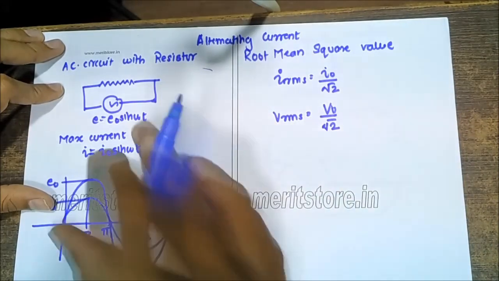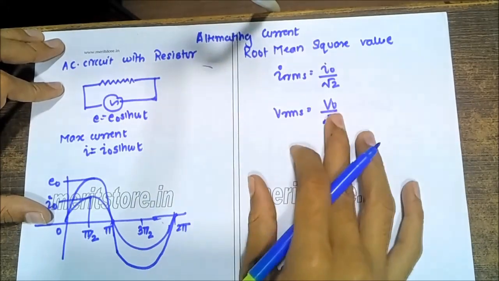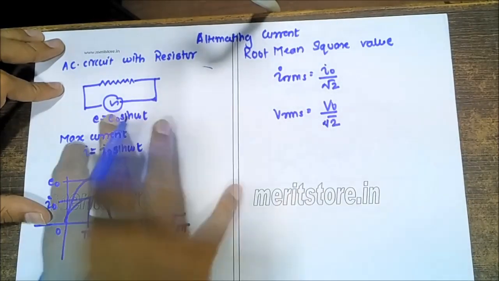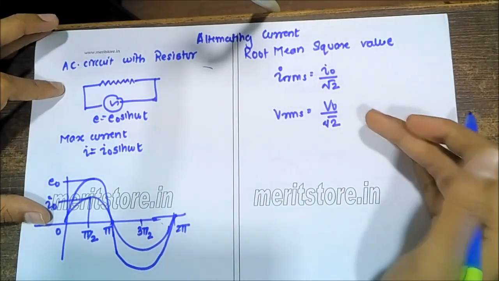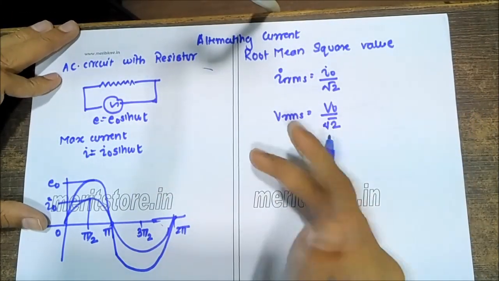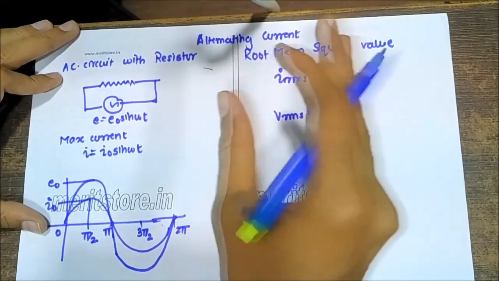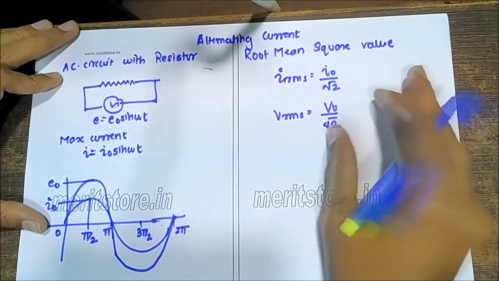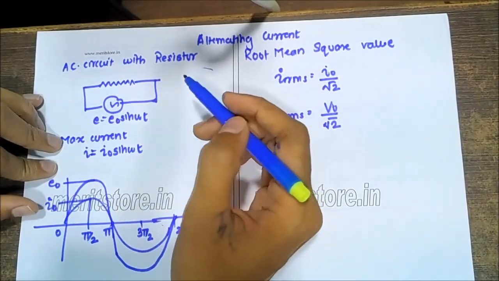Whenever the EMF and the current are in this alternating current, both are in the same frequency, and what changes is their phase. The phase changes with respect to the element we are using, whether it is a resistor, a conductor, an inductor, or a capacitor. So first we'll start with the AC circuit with a resistor.